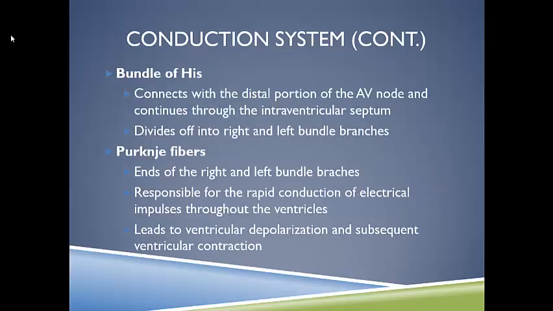The bundle of His connects with the portion of the AV node and continues through the intraventricular septum, where it divides off into the right and left bundle branch. The right goes to the right ventricle, the left goes to the left ventricle. The Purkinje fibers are the ends of the right and left bundle branches, and they are responsible for rapid conduction of electrical impulses throughout the ventricles. This leads to ventricular depolarization and subsequent contraction.